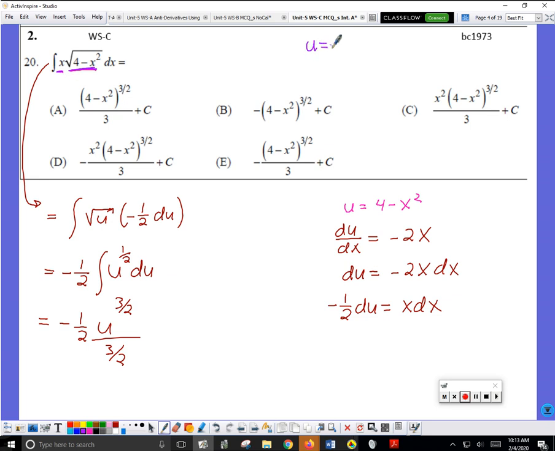U equals the square root of 4 minus x squared. But the derivative of my choice will not be the other multiplying function. That's the u substitution shortcut. So that's not a good pick.